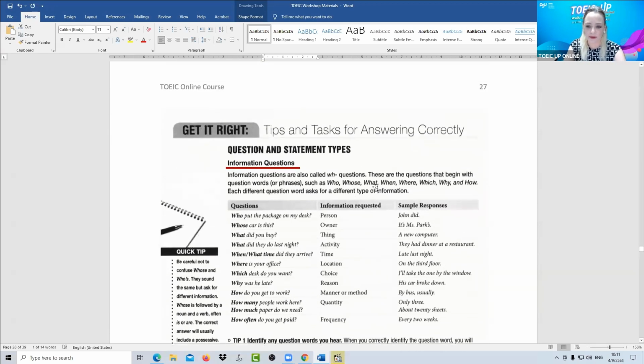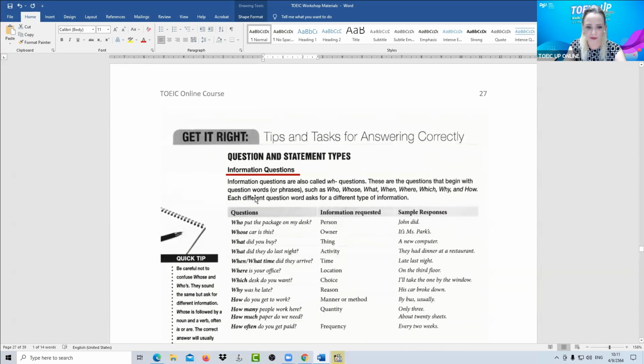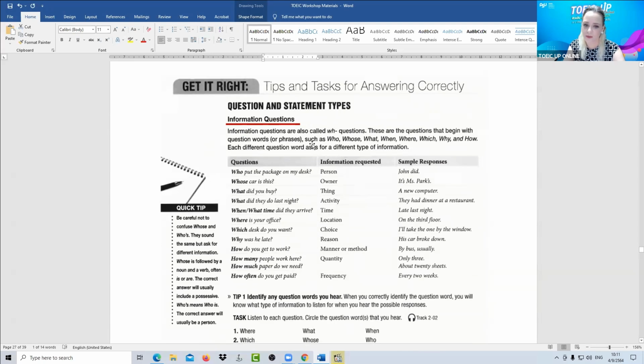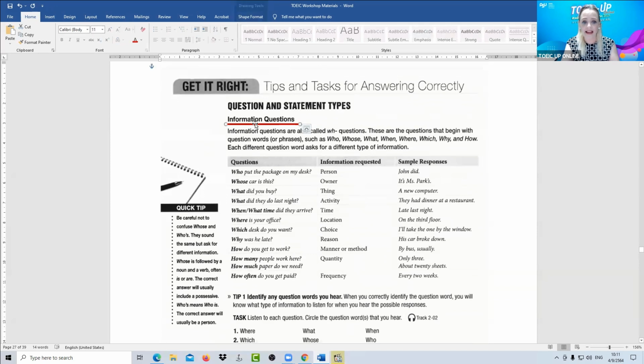And then the rest of the information questions are there. So each different question word asks for a different type of information. This is useful to know because when you are listening, you only hear the audio once. So if you listen to what type of question it is, you know what information they are requesting, and you then know what to listen for. So that's important. If you can listen to what information is requested, it makes the listening section a lot easier.